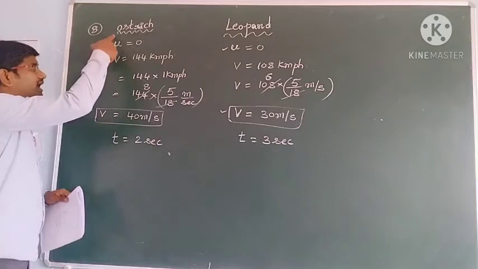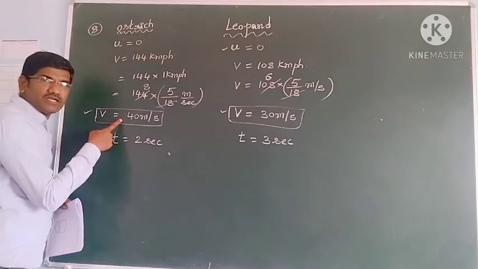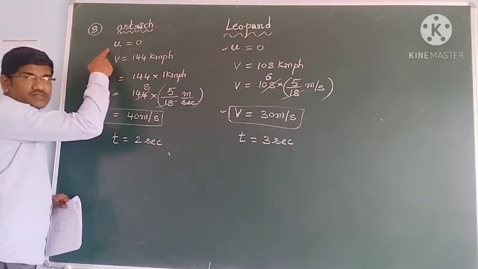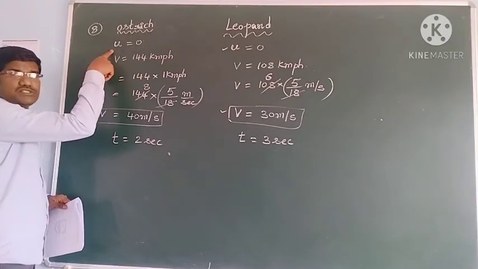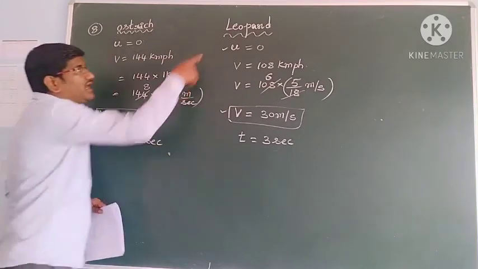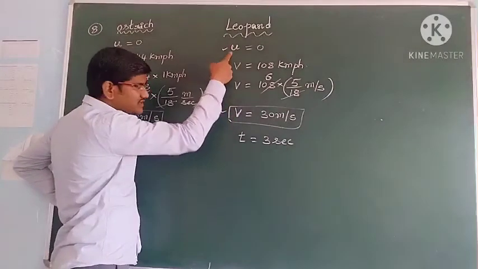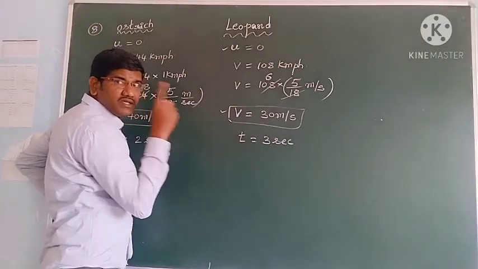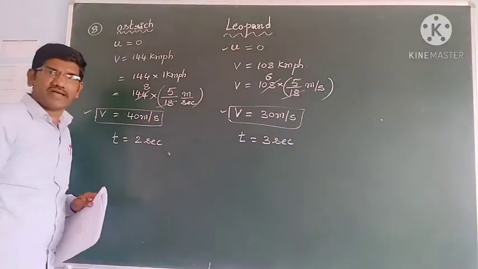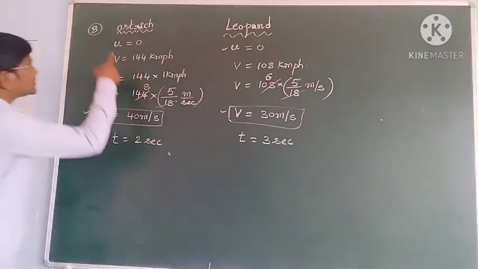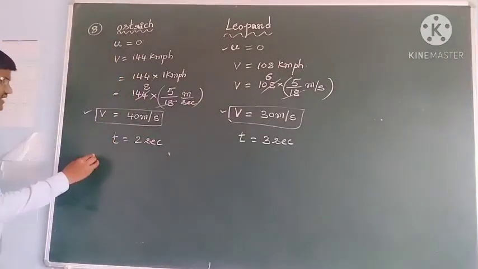Okay, so an ostrich can acquire 40 meter per second velocity in the time of 2 seconds starting from rest. Nothing is mentioned, means you should take it from rest only. And a leopard also can acquire this much velocity, starting from rest, in the time of 3 seconds. Then find the ratio of the accelerations. First I want to find the ostrich acceleration.